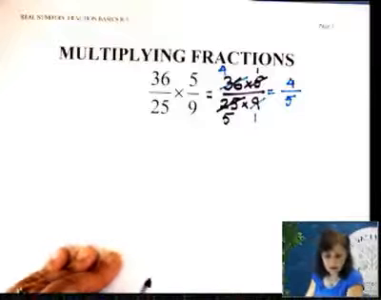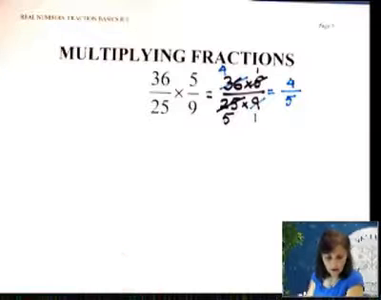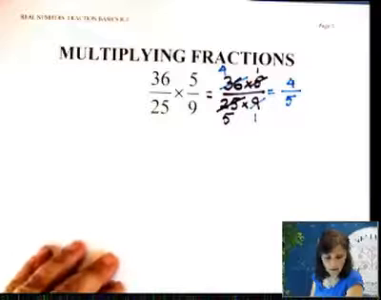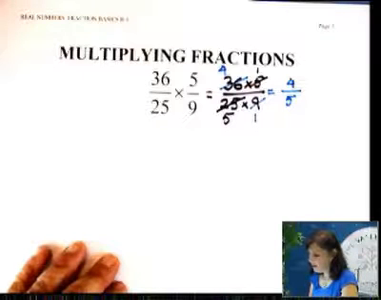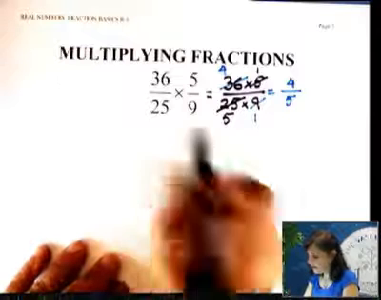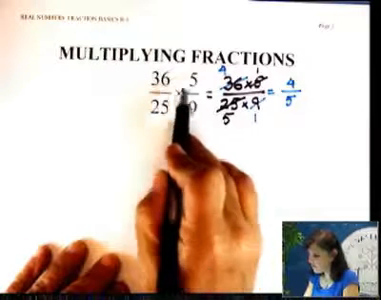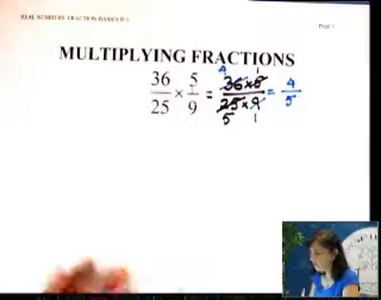Okay, did we do this right? Okay. Let me make sure. Okay, that's 4 times 9 is 36 over 5. 4 divided by 5.